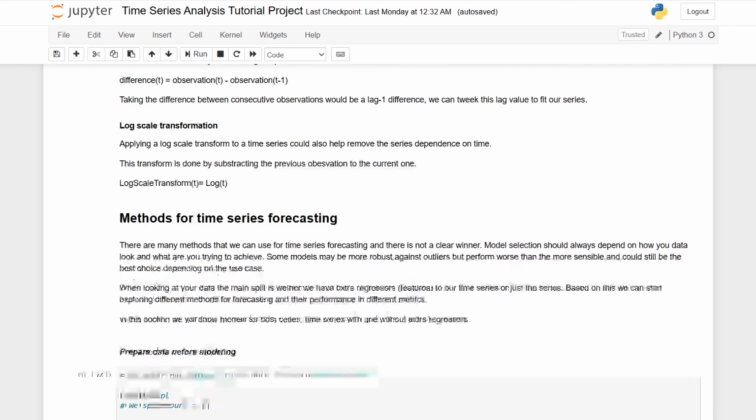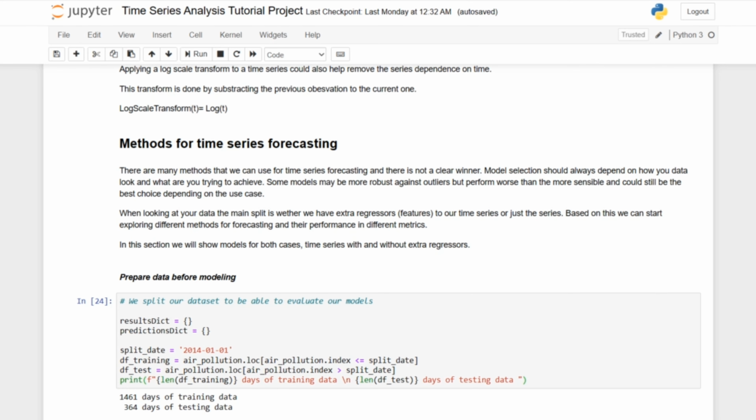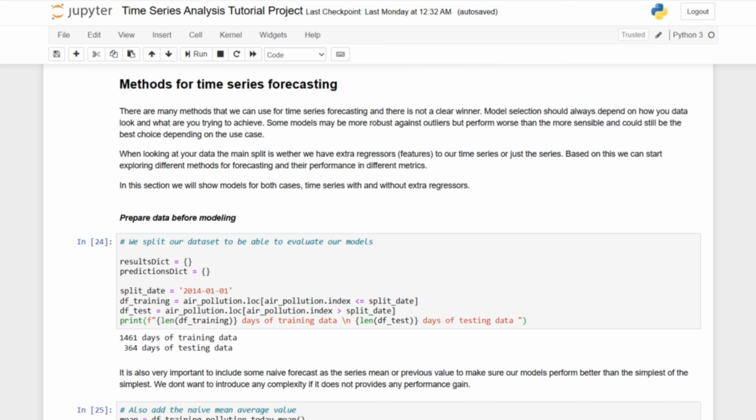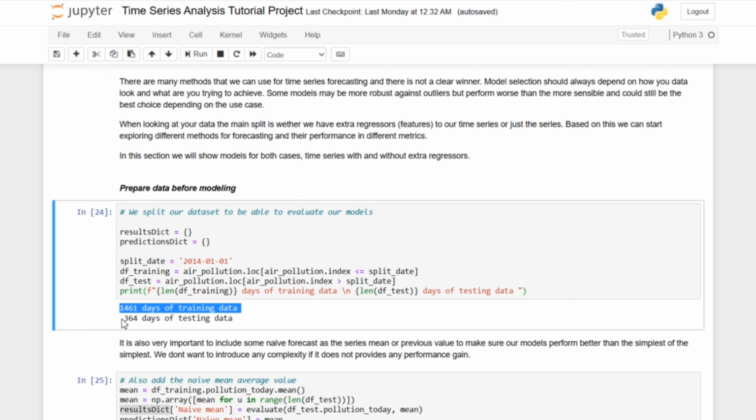So let's get started with the methods for time series forecasting. First, we need to prepare our data set, guys. We are splitting the data set into training and test. The split is from 2010 to 2014 and 2014 onward. We can see we have around 1461 days of training data and 364 days of test data.